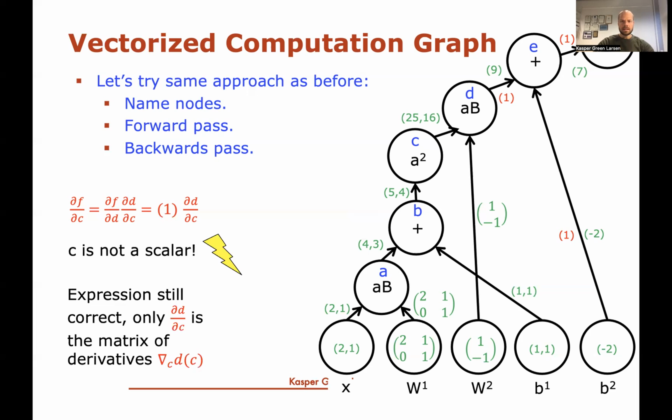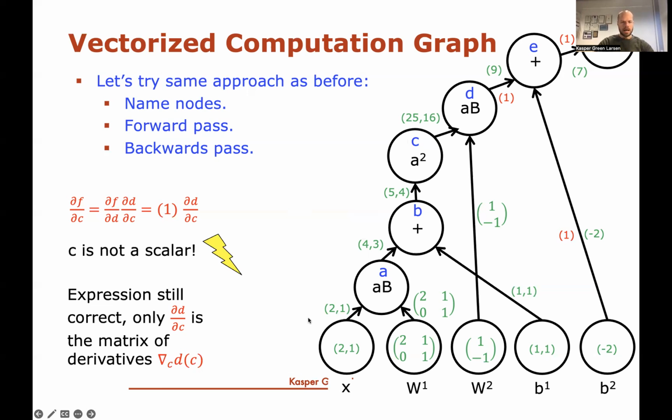The thing is that this chain rule application here is actually still correct, only that we should not think of this as a single numeric value. Instead, it's going to be the matrix of derivatives that we saw before, which is also called the Jacobian. So we think of d as a function of the vector c, which has 2 outputs, c1 and c2. And then we just have to compute this matrix of derivatives.